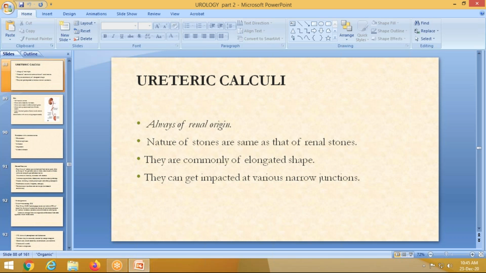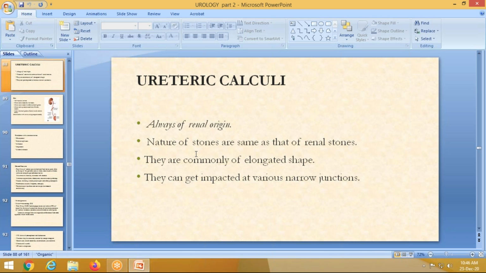The calculi which are present in the ureter is known as ureteric calculi. So this is the common kidney stone, renal calculi and ureteric calculi. Both the things you should know. Okay, most of the ureteric calculi are arising from the kidney itself. So whenever the kidney stones are there, they can migrate from the kidney to ureter. So that is the ureteric calculi.